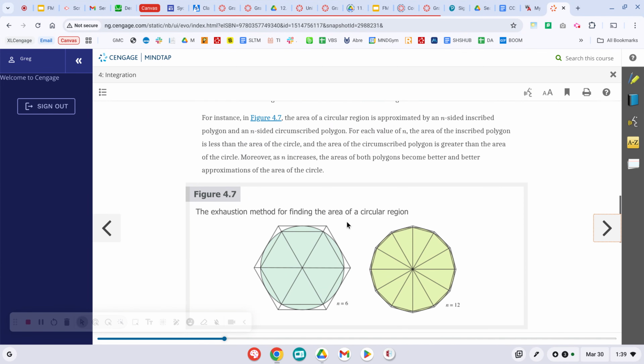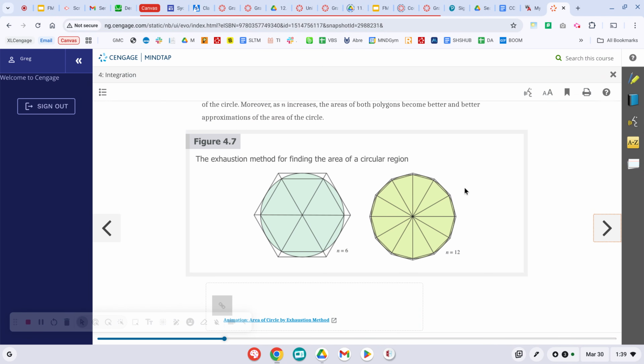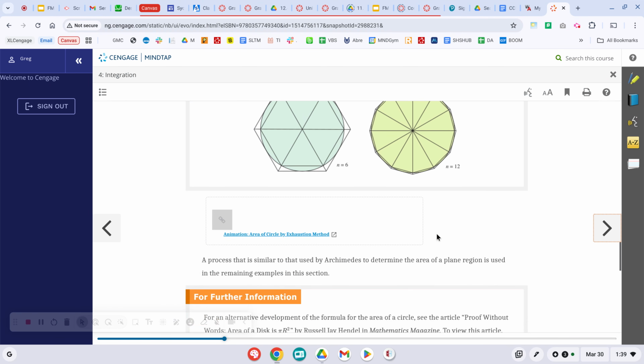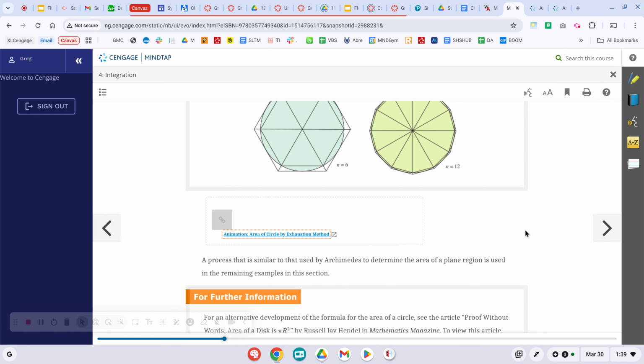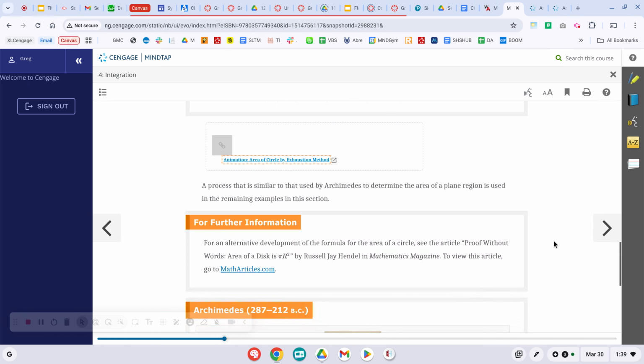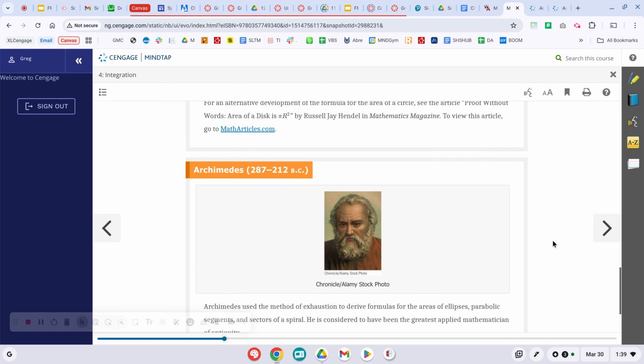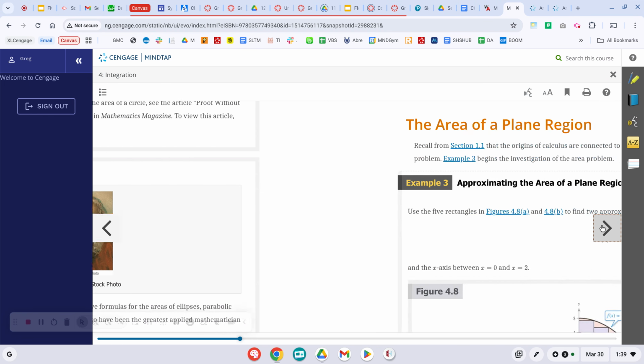Look what they're doing. The method for finding the area of a circular region, they're using the exact same method for estimating pi that we used. I won't bother with going through that for you guys. And it looks like Archimedes was the first person to do that, which is sweet. We're using the same exact thought process that Archimedes used.